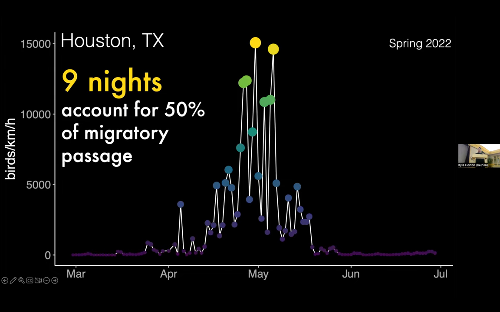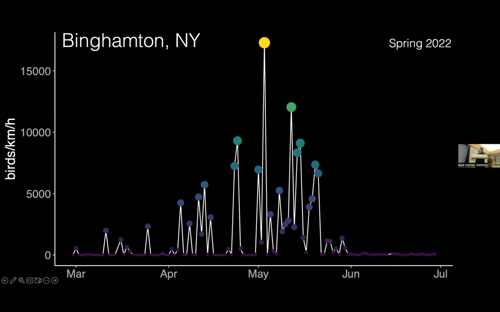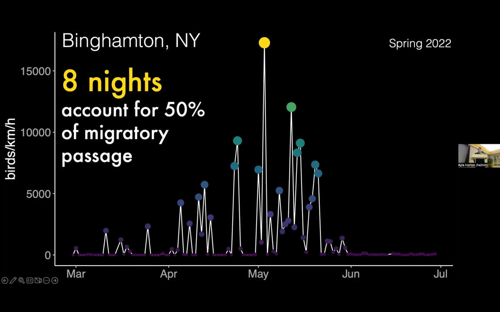So let's look and see if that pattern makes sense at other parts of the US. I'll go to Binghamton, New York. Again, the pattern itself is similar. All the nights look different, right? There's probably not one peak night here that directly matches what happened in Houston for the spring of 2022. But in this case, 8 nights account for 50% of birds passing through. Okay, so there's some pattern here.